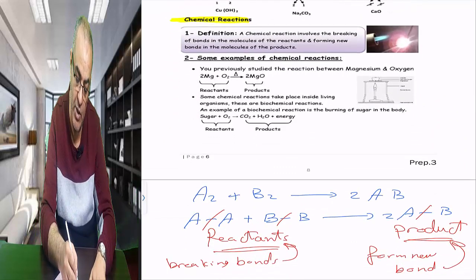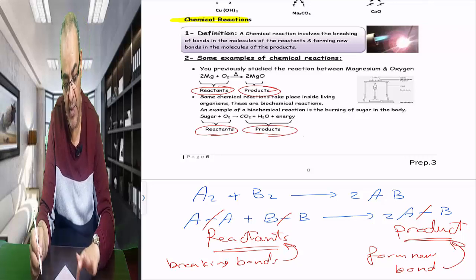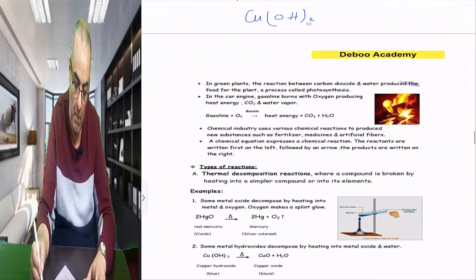Example of a chemical reaction: Mg plus O2 gives 2 MgO. This is, as we said, reactants, and this is products. Sugar plus O2 gives CO2 plus H2O plus energy. Again, here these are reactants and products.